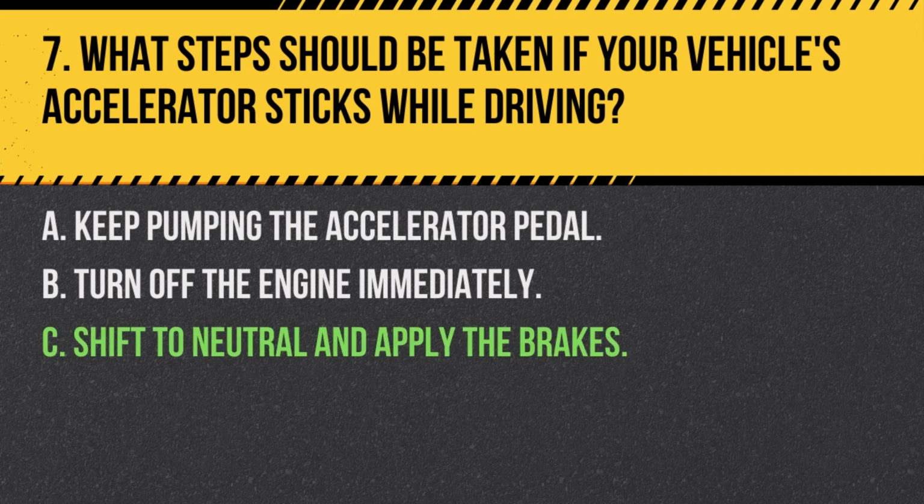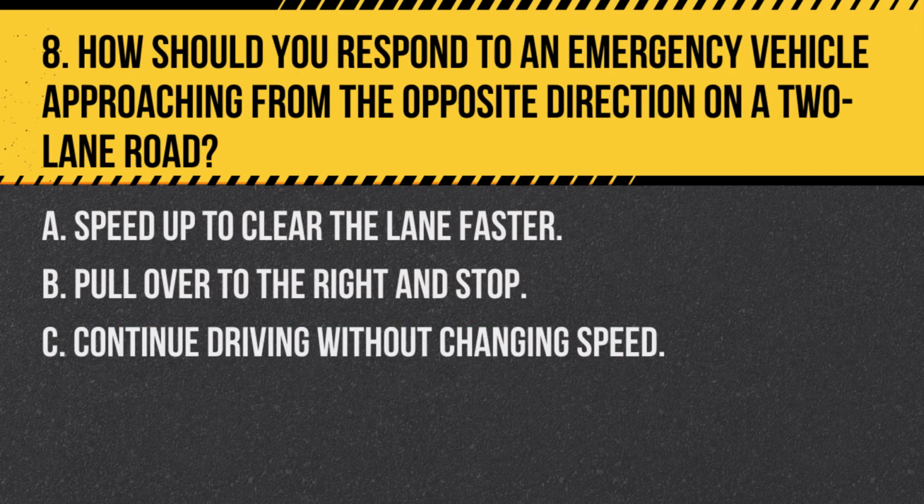Answer. C. Shift to neutral and apply the brakes. This allows you to stop the vehicle while the engine is disengaged. Question 8. How should you respond to an emergency vehicle approaching from the opposite direction on a 2-lane road? A. Speed up to clear the lane faster. B. Pull over to the right and stop. C. Continue driving without changing speed.